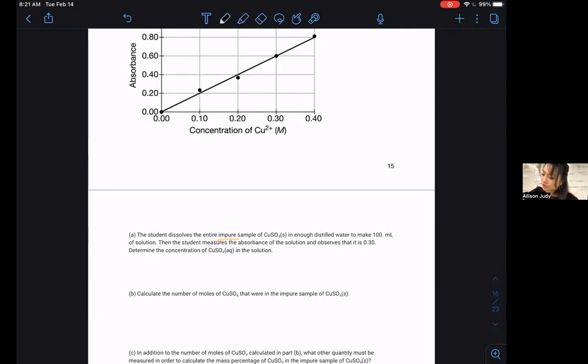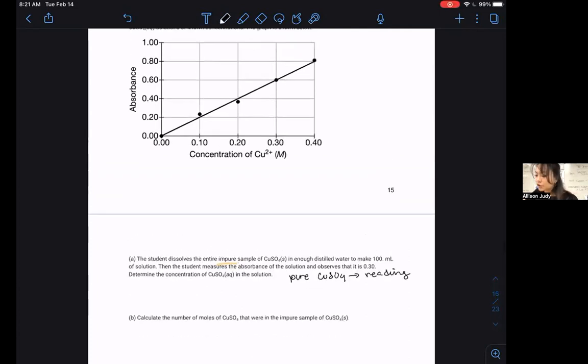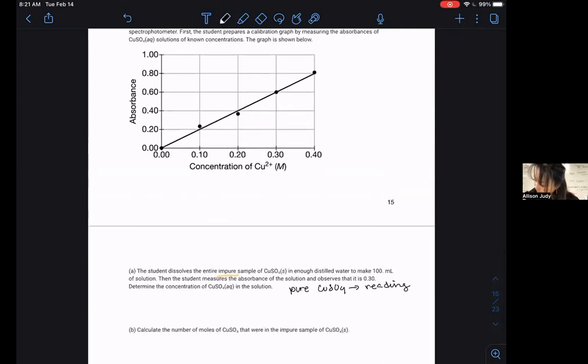So here's one thing that you need to realize: with an impure sample, only the pure CuSO4 will give us a reading. So when we look at the absorbance, whatever molarity is associated with that absorbance is our pure amount. So what we have is 0.3. I'm going to put it right here, draw a line.